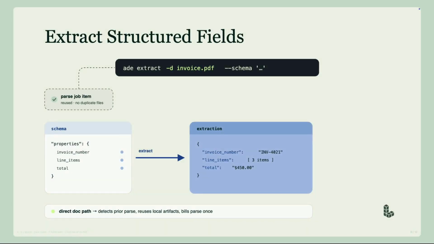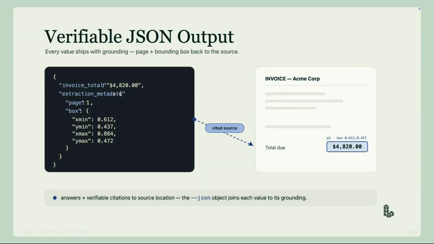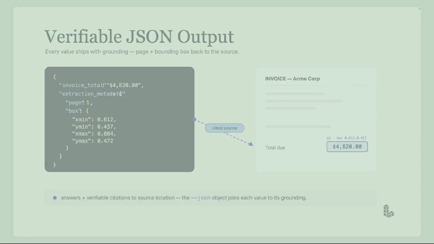When running an extraction, ade extract detects the prior parse result and reuses the local artifacts without duplicating parsing requests. Every extracted value links directly back to exact page bounding boxes. Your agent doesn't just get data, it gets verifiable, audit-ready citation coordinates.